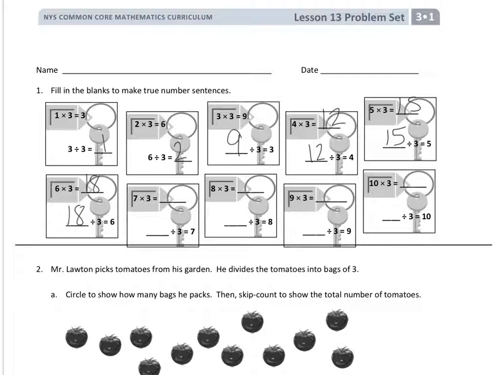3 more than 18 is 21. 3 more than 21 is 24. So 8 times 3 is 24. 24 divided by 3 is 8. 9 times 3. That's 1 more 3 than 8 times 3. So adding 3 more, 24 plus 3 is 27. 27 divided by 3 is 9. Last one. 10 times 3. Well, we should know our tens, so 10 times 3 is 30. 30 divided by 3 is 10.